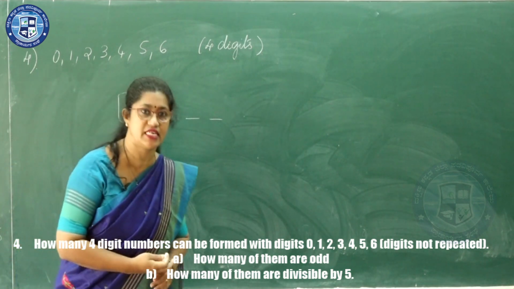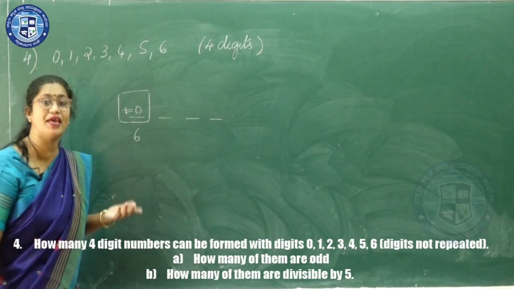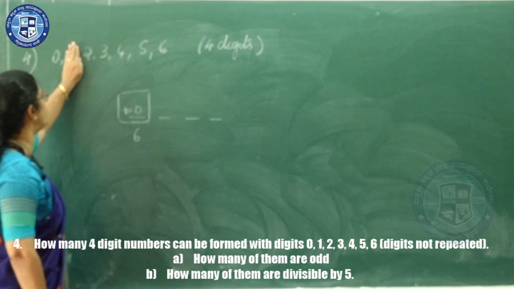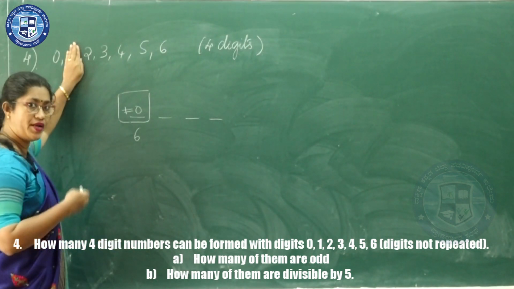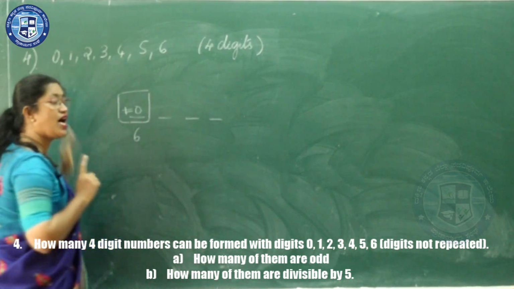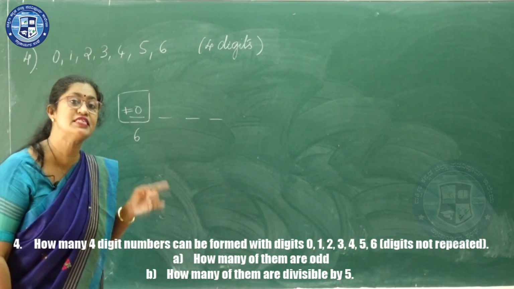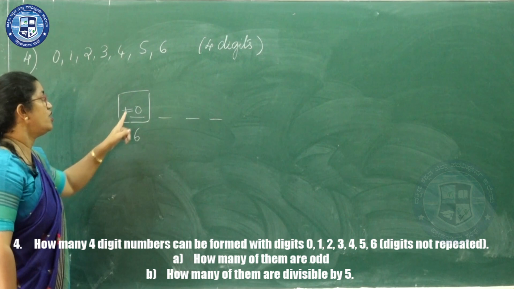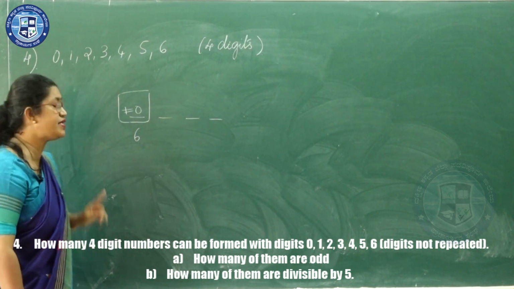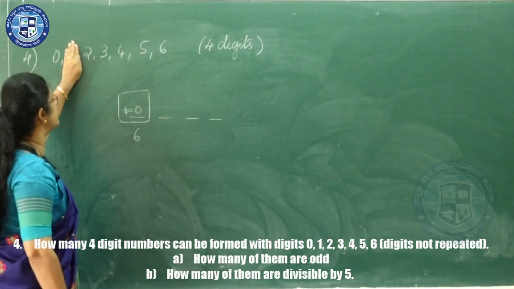Now come to the second place. I have already filled one number here. It could be any one of them. Let me say I filled 1. So 1 is gone. When I come to the second place, I don't have that restriction of 0. The second place can be filled with 0. But because digits cannot be repeated, I cannot fill it with the number that I have put here. So that number is gone.